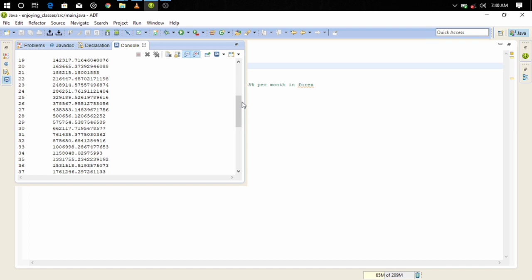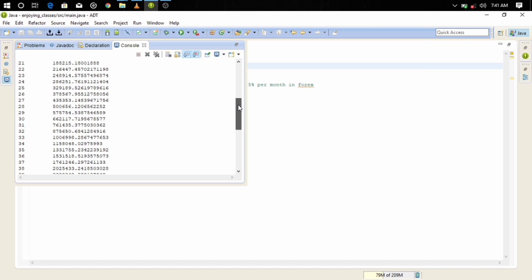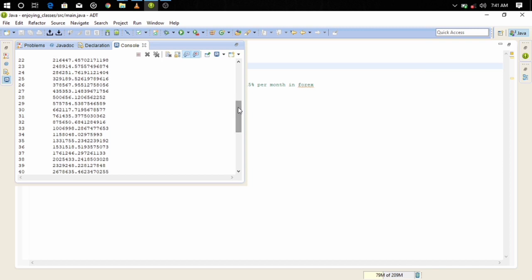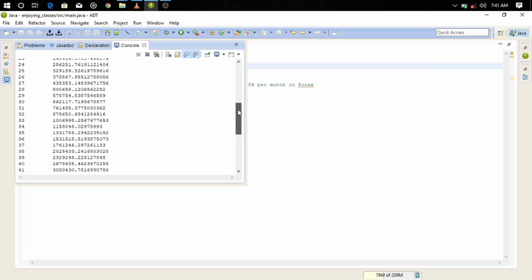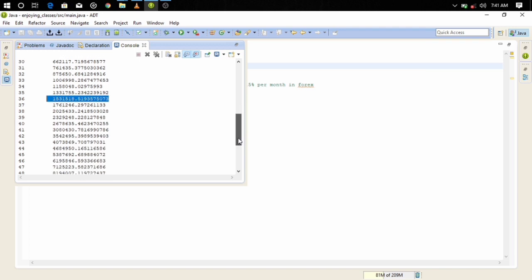We have 1.5 million, 1,531,518. It can be naira, it can be dollars, whatever you guys invested initially, right? You can see that right over here: 1,531,518 in the third year. On the fourth year, which is the 48th month, we have 8,194,000, right? Guys, this is what bankers do with your money when you put 10,000 naira into your account.